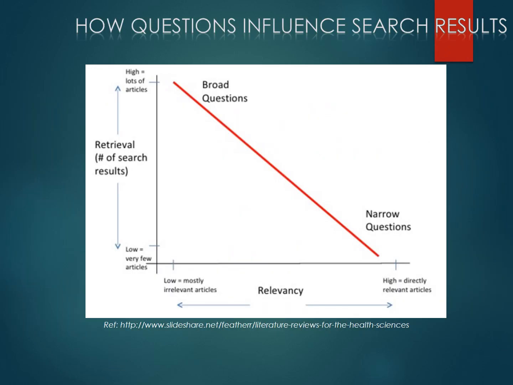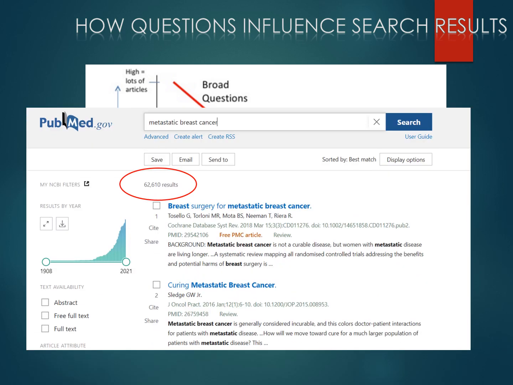How do your questions influence your search results, for example, in PubMed? So the broader the question, the higher the amount of articles that you will retrieve, but the lower the relevancy. As you narrow your question down, the fewer articles you will retrieve, but they will be directly relevant to your research question. For example, in PubMed, let's search for metastatic breast cancer.